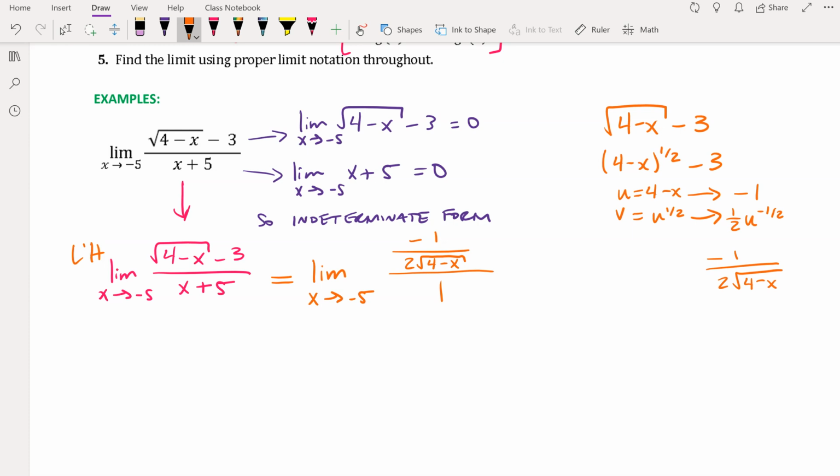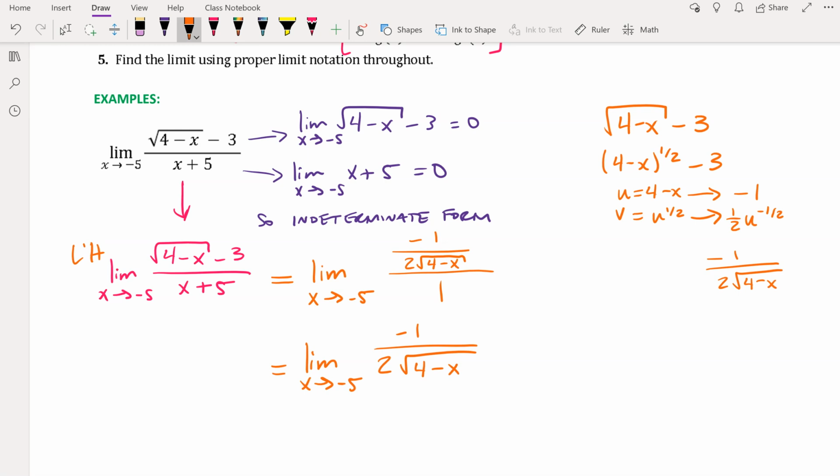Sweet. Now, this is all over 1. Anything over 1 is just itself. So let me simplify this. This equals, remember, you cannot drop your limit. Never drop your limit. That's not allowed. So we have the limit as x approaches -5 of 2 times the square root of 4 minus x in the denominator, all under -1. Okay, now let's solve this limit.